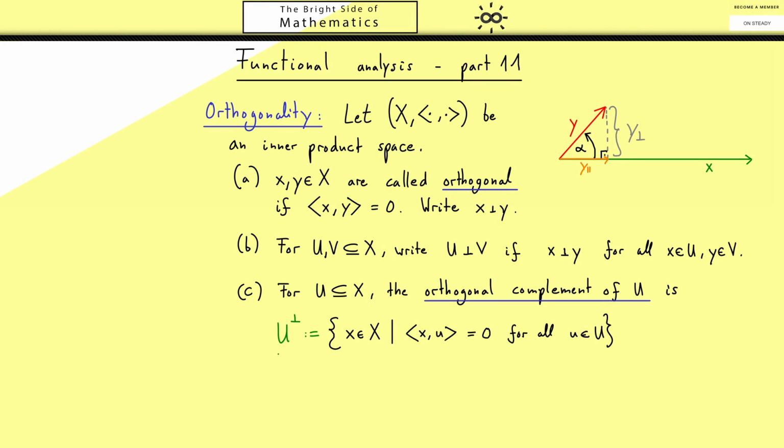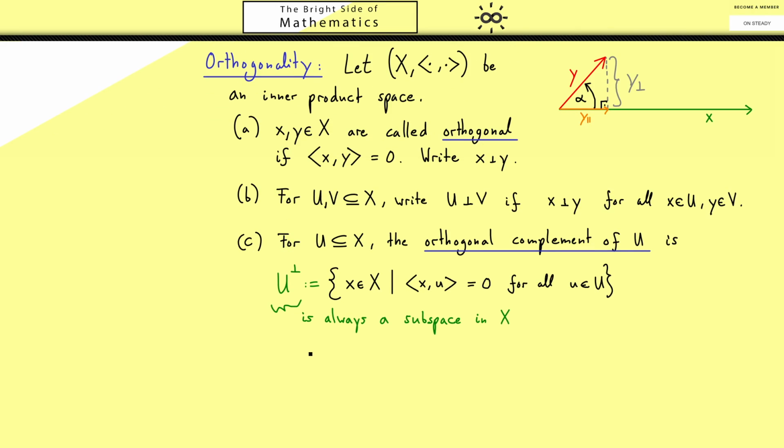A good thing you can now check for yourself is that this one is always a subspace in X. Let me point out, you don't need U to be a subspace, U is just a set, but U perp is always a subspace. So please try to prove that with your linear algebra knowledge. In the same way, we can show that the orthogonal complement of the 0 vector is just the whole space. And the other way around, the orthogonal complement of the whole space is the 0 vector. Or to be more precise, it's the set that only contains the 0 vector. Okay, so this is easy to see just by looking at the definition.